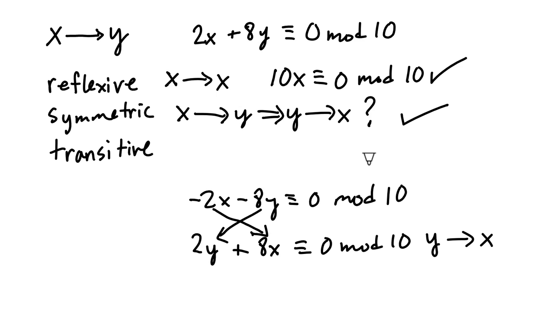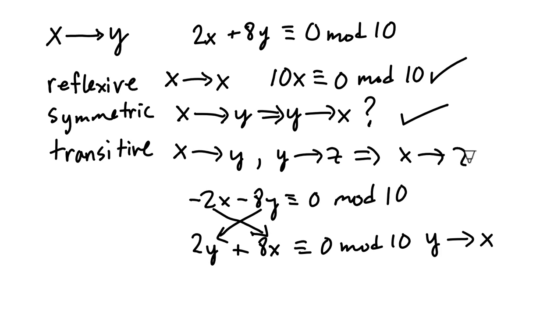Now what about transitivity? This means that if x goes to y and y goes to z, so if both of these things happen, that will imply that x will have to go to z as well. So let's take a look and see how I want to do that.